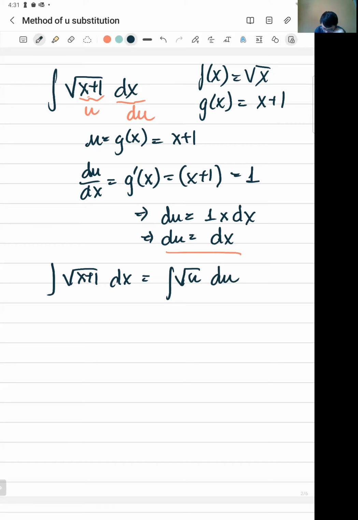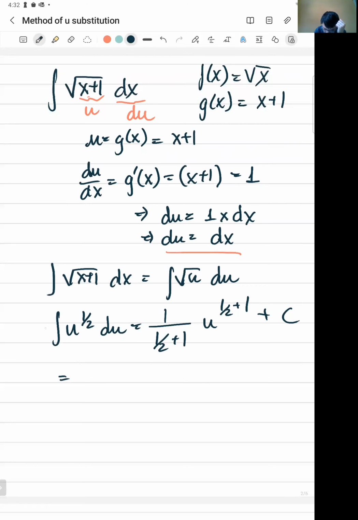Now I can rewrite it in this form so that we can see clearly what we have to do. Using the formula I introduced in the previous video, we get 1 over 1/2 plus 1 times u to the power of 1/2 plus 1, plus c. That is equal to 2/3 times u to the power of 3/2 plus c. And am I done? Not yet. Substitute the u back.